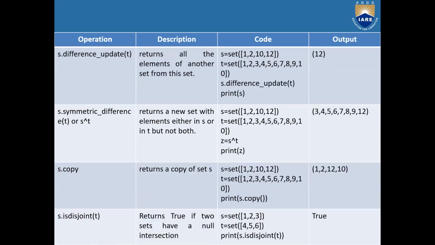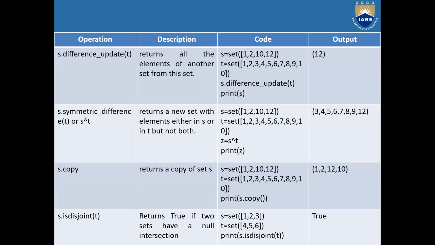Next, difference underscore update. It returns all the elements of another set removed from this particular set. That is nothing but S is having how many numbers? What are those? 1 to 10, and 12. Okay, T is consisting of 1 to 10 elements. Now, if we want to find out the difference underscore update, if you want to use that particular method, what is the output? It will be returning 12. Yes.